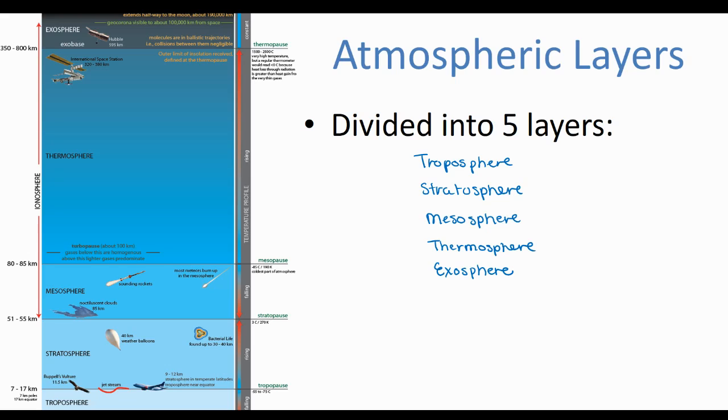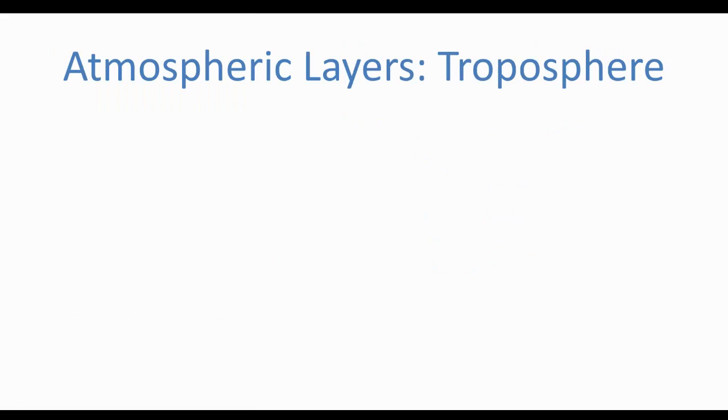It's really cool because it shows the certain things that you can find in the different layers. For instance, bacterial life can be found in the stratosphere. The stratosphere is also where planes are going to fly at. The International Space Station is in the thermosphere, and so forth. Our first layer is the troposphere.